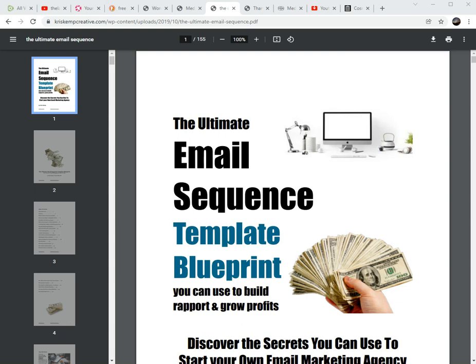an ebook that I assembled that will show you how to discover the secrets you can use to use email marketing to start your own email marketing agency, to build an audience and grow profits for your clients and customers, and also for the clients and customers you serve if you decide to start your own email marketing agency or digital marketing agency or both. Let's go over this ebook.